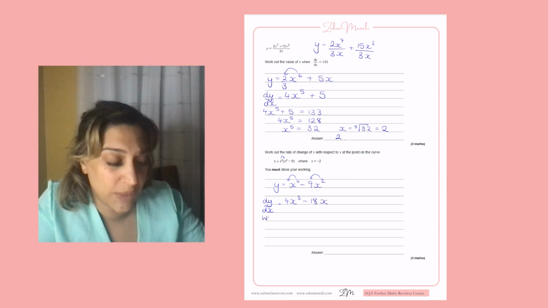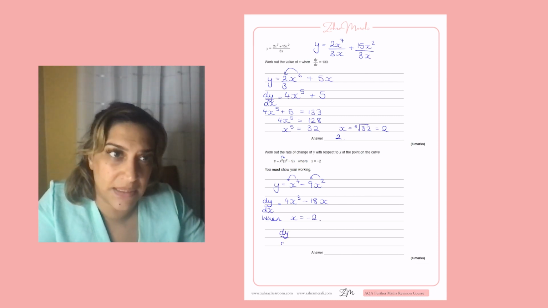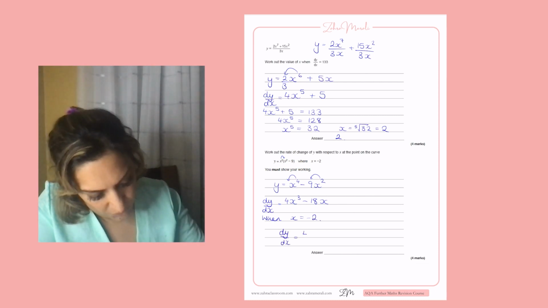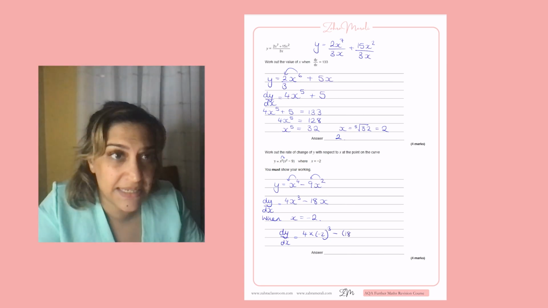And now we're saying when x equals minus 2, what does dy/dx equal? So we're going to get 4 times minus 2 cubed, minus 18 times minus 2.